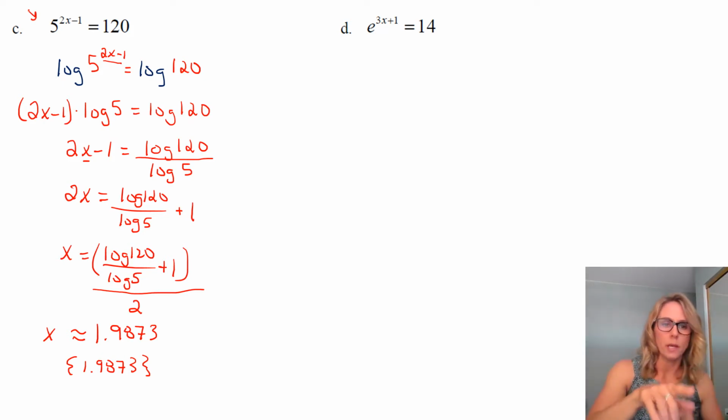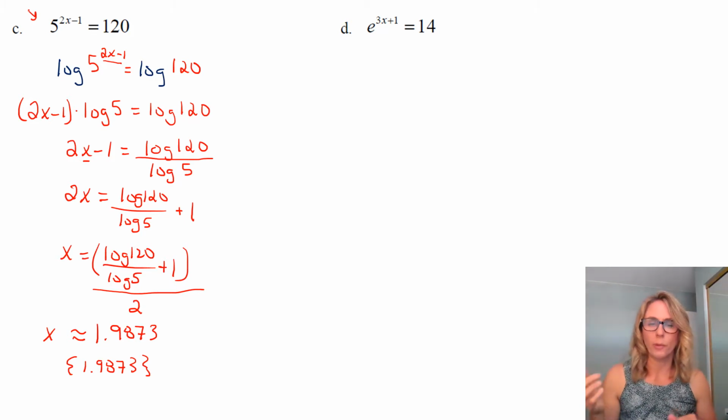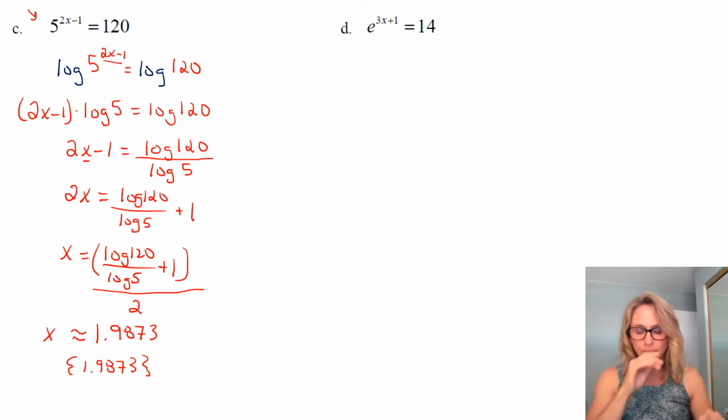And what we notice is if we put in 1.9873, that's very close to 2, and 2 times 2 is 4, minus 1 is 3. So our answer does make sense. We have an exponent that's going to be very, very close to 3, but not quite, which makes sense because we don't have 125, we have 120. So just thinking about the fact that that kind of works. That's all I'm saying there.